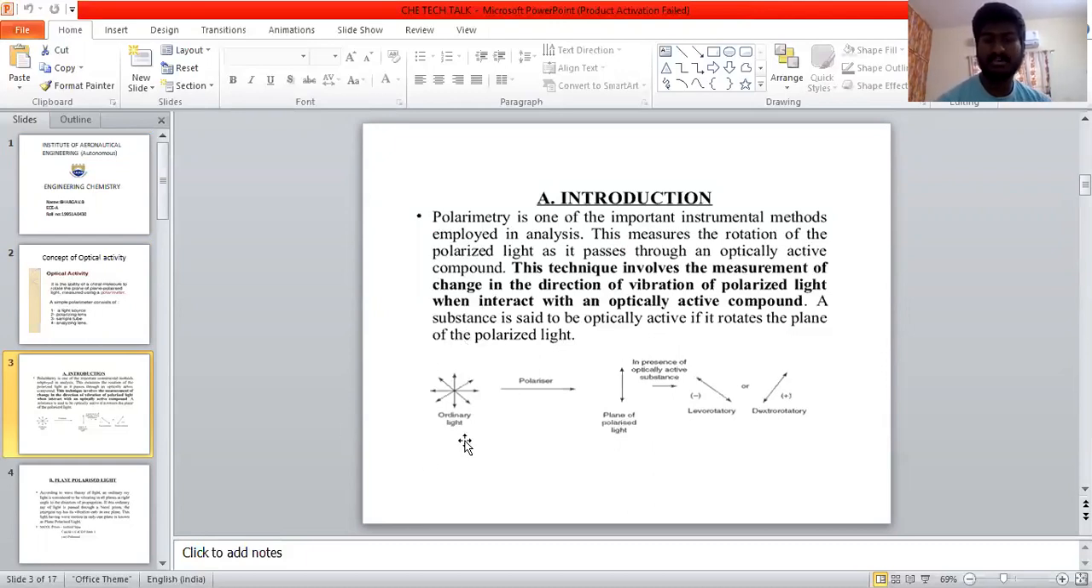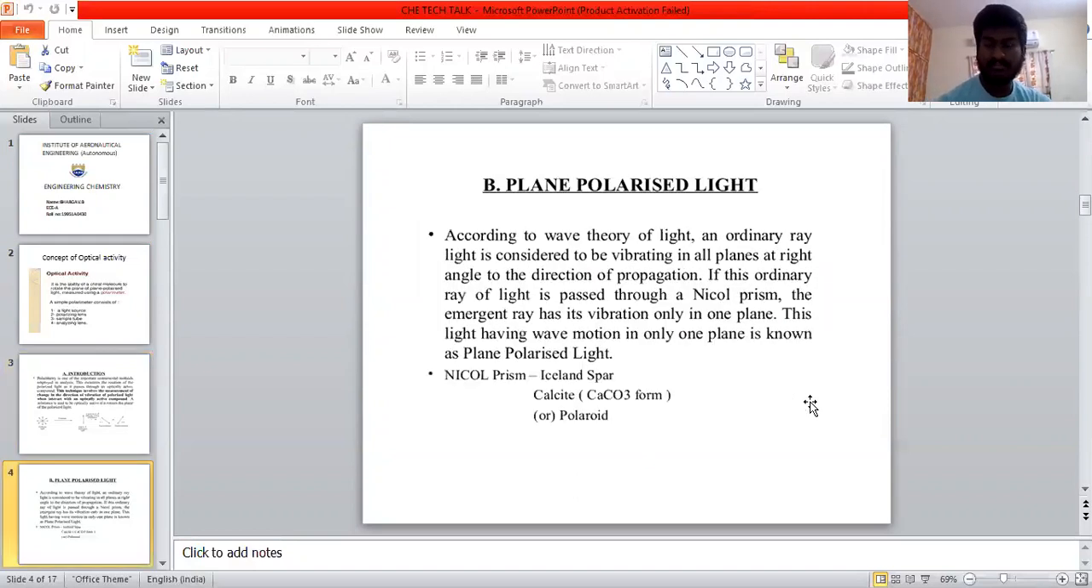So you can see this is your ordinary light. When you keep a polaroid over here, it is converted to plane polarized light. And this again, in the presence of an optically active substance, is divided into levorotatory and dextrorotatory. About levo and dextro, we will discuss in the further slides.